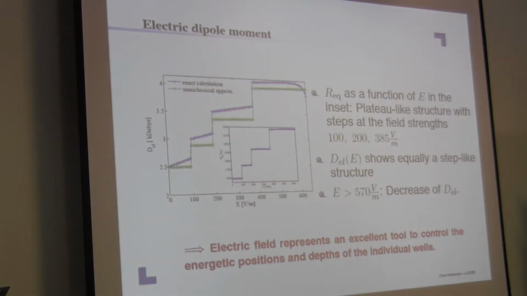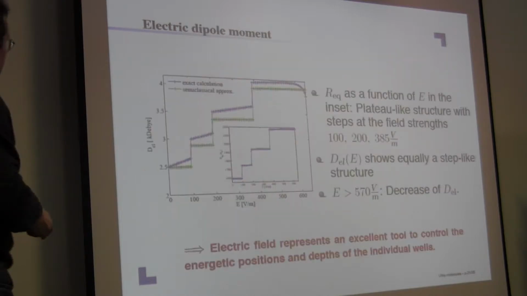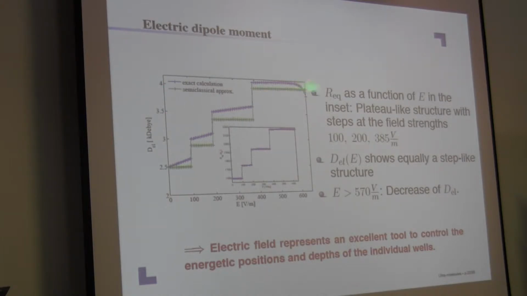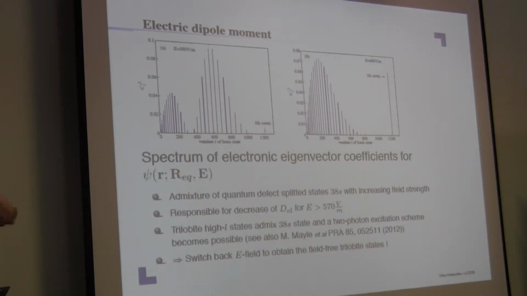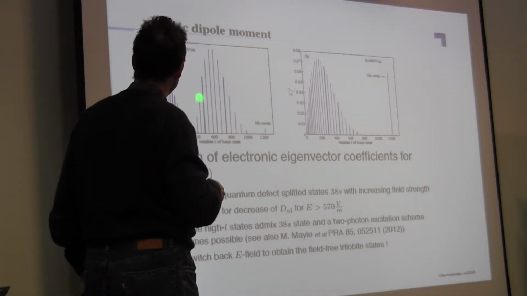Yeah? Now, this comes from the fact which I indicated already. If you go to these very large electric fields, then finally you have avoided crossings with the 38S state. And that admixes, since it is an S state, low angular momentum components to your state. And that is why finally this dipole moment starts to decrease. Yeah? This you can see over here. What I just argued physics-wise appears here in the eigenstate analysis.